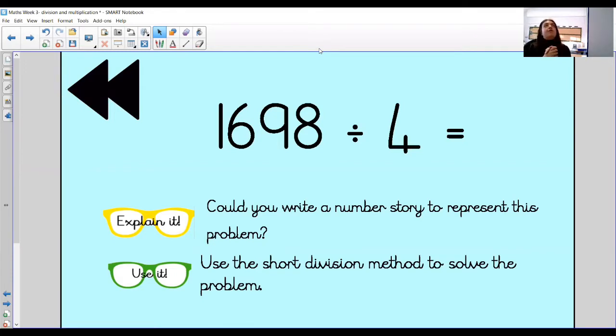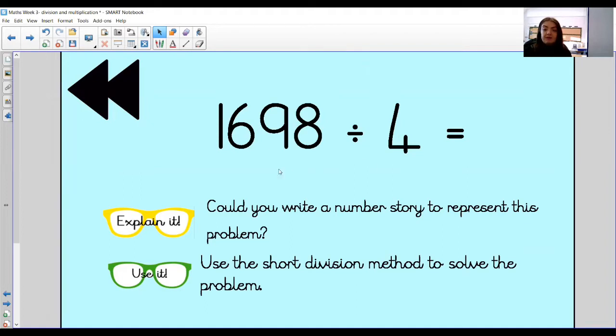So I might go for Miss Sison collected 1,698 seashells. She wants to store them in some little jars, so they look really pretty in her bathroom, but you can only fit 4 shells in each jar. How many jars will I need to buy? That will really help me to work out how many jars I need to buy. Each jar can fit 4 shells in, and I know what my whole is.